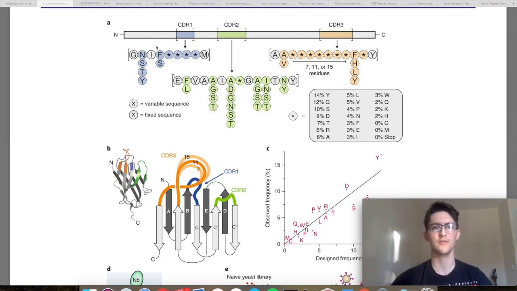Shown, for instance, the second position in complementarity defining region 1 is an asparagine, serine, threonine, or a tyrosine. But in these positions here, the asterisks, they're variable. You see similar things in regions 2 and 3, and the other thing about region 3 is that it can be of more variable lengths.